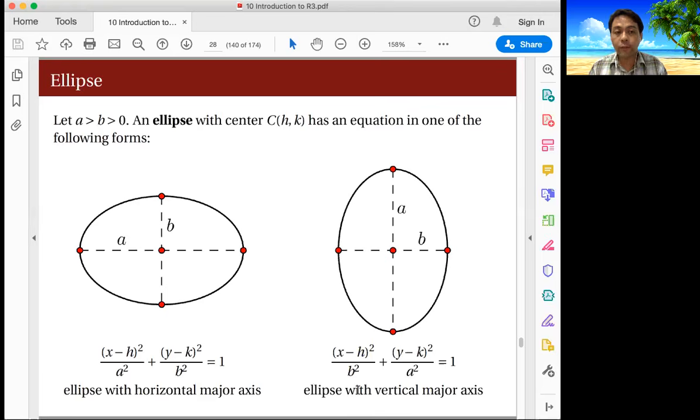On the other hand, if the bigger value a is in the denominator of the y term, then the ellipse has a vertical major axis and the elongation is vertical. So I repeat, if the bigger value a squared is in the x term, then the ellipse is oriented on the horizontal axis. And if the bigger value is in the y term, then the ellipse is elongated vertically.